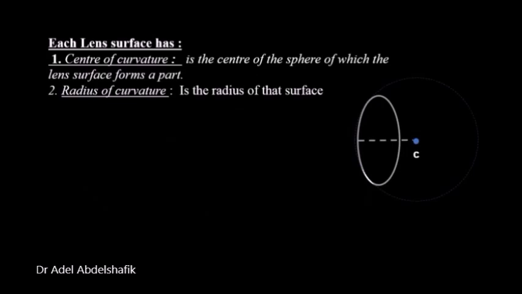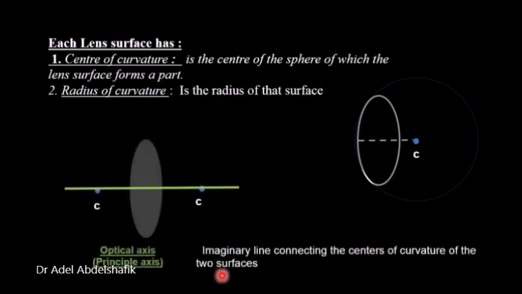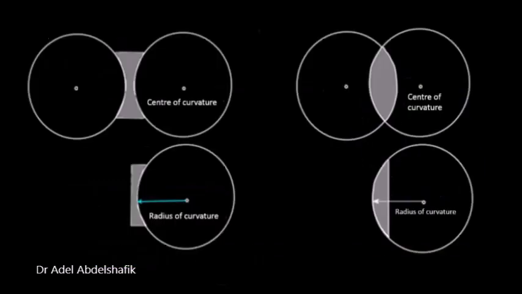The center of curvature of the surface of the lens is the center of a sphere of which that surface of the lens forms a part. The radius of the sphere is called the radius of curvature. Optical axis is an imaginary line connecting the centers of curvature of the two surfaces of the lens. Here are examples of different lens forms showing the center of curvature and the radius of curvature.